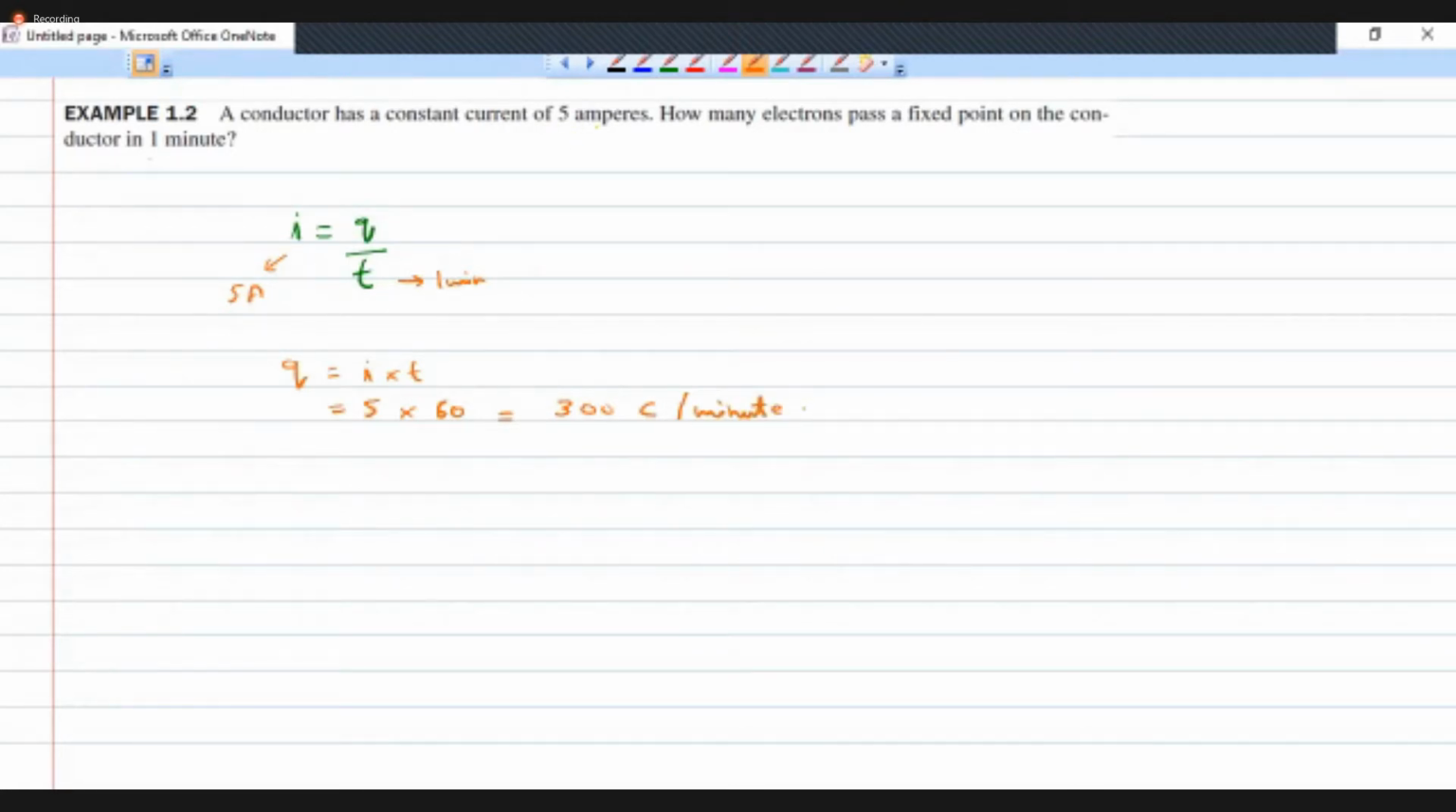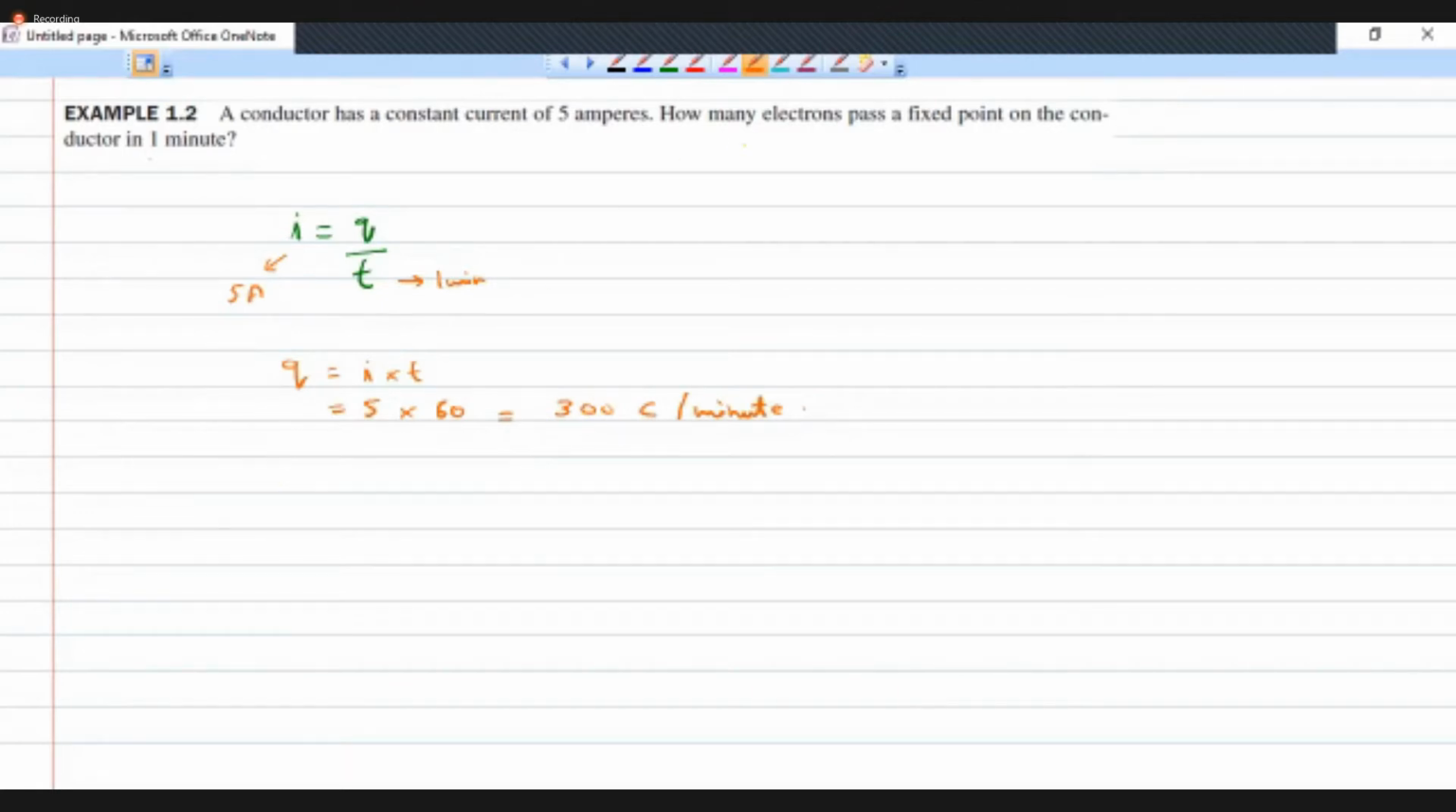The current is 5 amps, and in 1 minute this much charge flows, because each second 5 coulombs is flowing. So for 60 seconds, 5 into 60 coulombs is flowing. What is 60 seconds? It is 1 minute. So 300 coulombs per minute of charge is flowing.